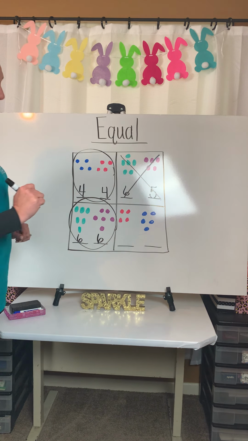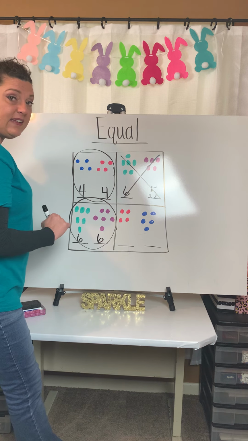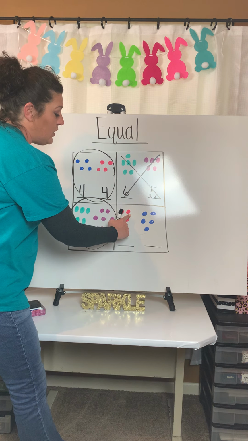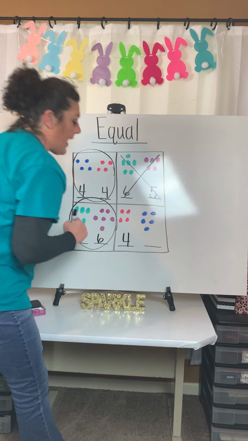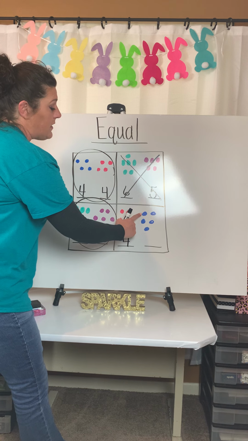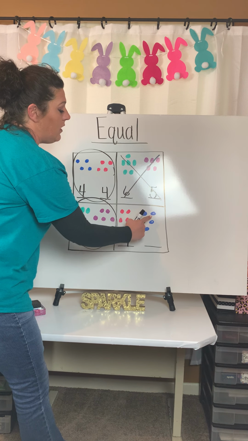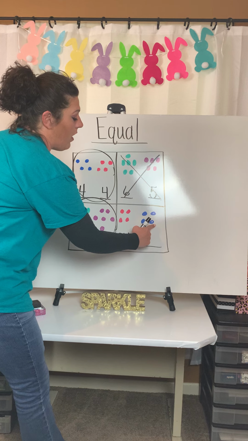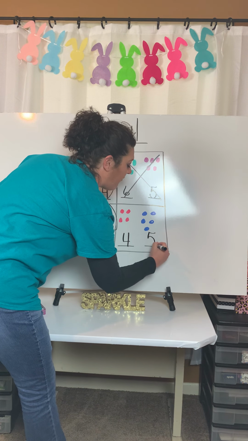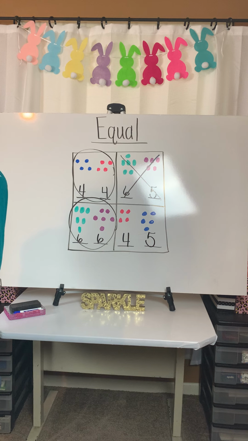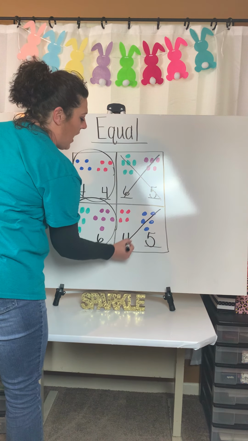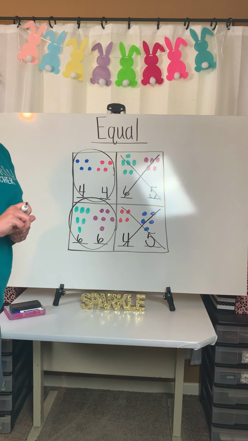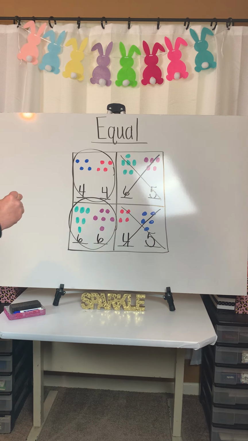All right, last problem on this. Let's count our red dots. 1, 2, 3, 4. We have 4 red dots. And let's count blue dots. 1, 2, 3, 4, 5. We have 5 blue dots. Are those equal or the same? They're not, are they? 4 and 5 are not the same. They are different, so they are not equal.